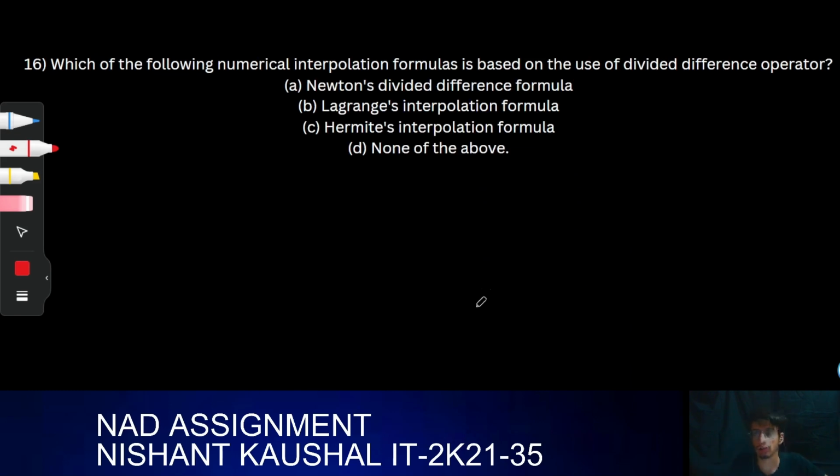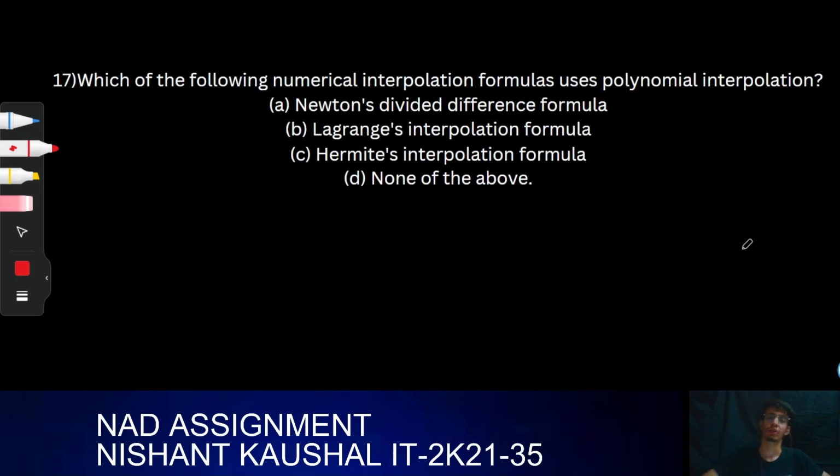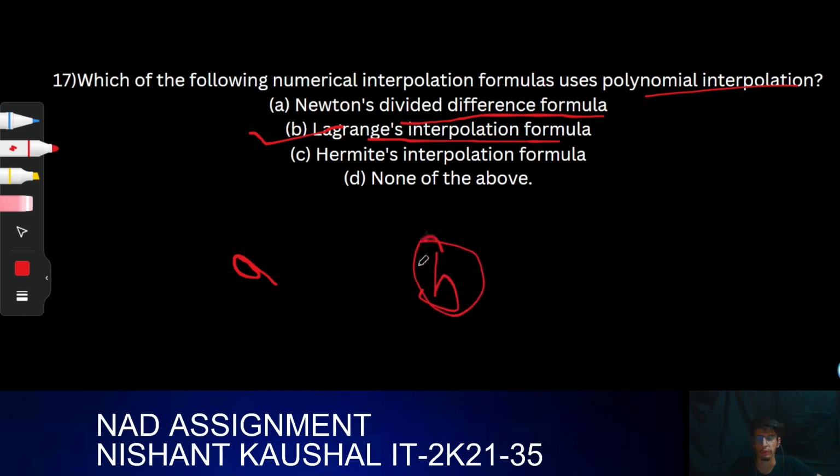Now let us proceed to question number 16. Which of the following numerical interpolation formulas is based on a divided difference operator? From the start we have been studying that it is Newton divided difference formula, so it will be A. Now let us proceed to question number 17. Which of the following numerical interpolation formulas uses the polynomial interpolation? We studied before that Newton divided formula uses a divided difference, while Lagrange's interpolation uses polynomial interpolation. So it will be B. B would be the answer.